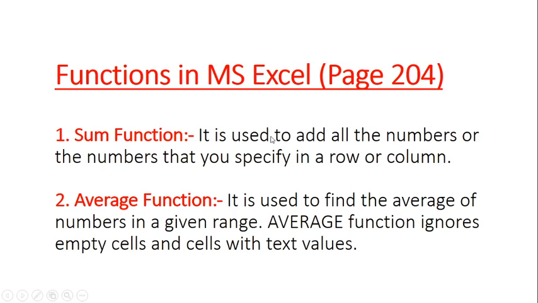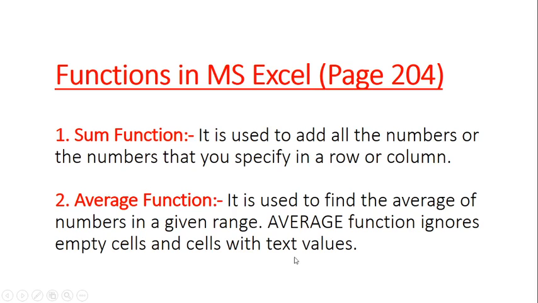Okay, sum function is clear to us. Sum function is used to add all the numbers that you specify in a row or column. We understood this one, sum function. I believe you have learned. Okay, next one is 2, average function. Now, what is this average function? It is used to find the average of numbers in a given range.